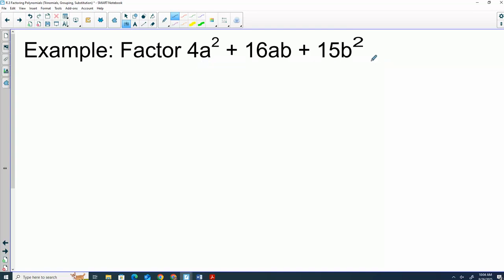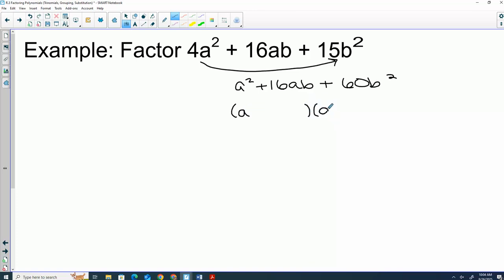First of all, I guess I should have said, do we have a greatest common factor? No, the first two do, but the 15 doesn't. So we're going to go ahead and move the 4 down. Okay, so if this is a factor, a squared would just break into an a. What numbers multiply to 60 and add to 16?